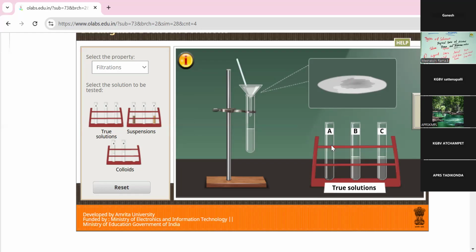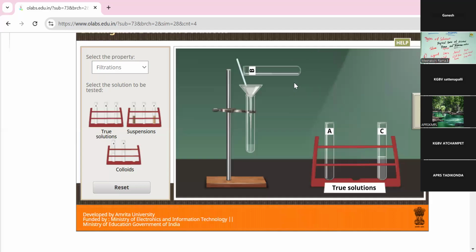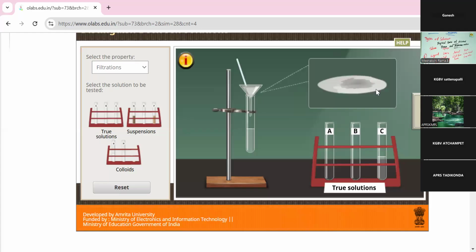Okay. Next I am going to take the second one, that is the salt solution. This solution is also filtered. Look at this paper. There are no solid particles in the salt solution. There are no solid particles in the filter paper. So, the B test tube solution is also confirmed as a true solution.